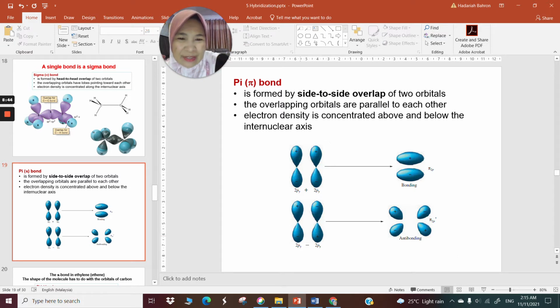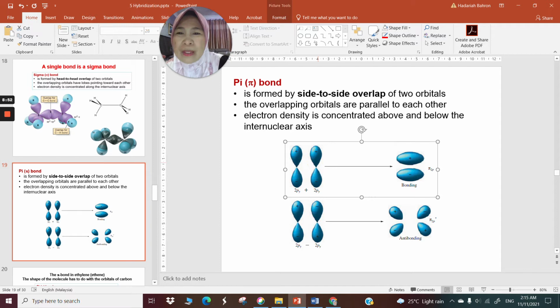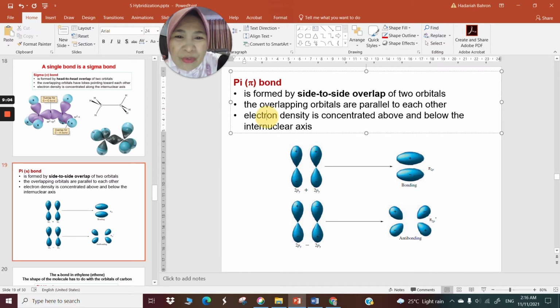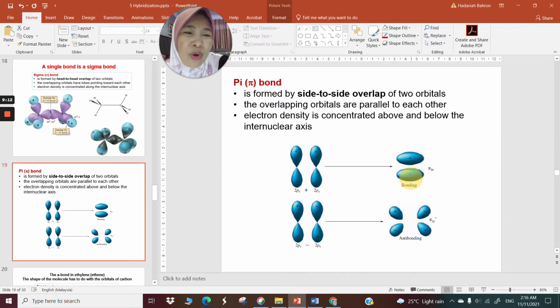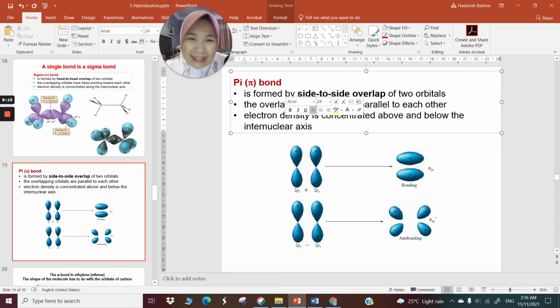So look at this, for example, the 2py, if you like, it can also be 2pz. This 2py and that 2py, they are parallel to one another. They don't have their lobes pointing at each other. So when they do overlap, they are overlapping side to side, and when they do overlap side to side, they produce a pi bond. This is the shape of pi bonds where the electron density is concentrated above and below the internuclear axis.